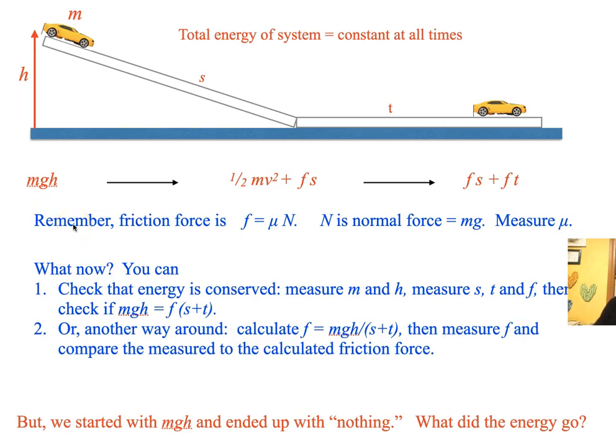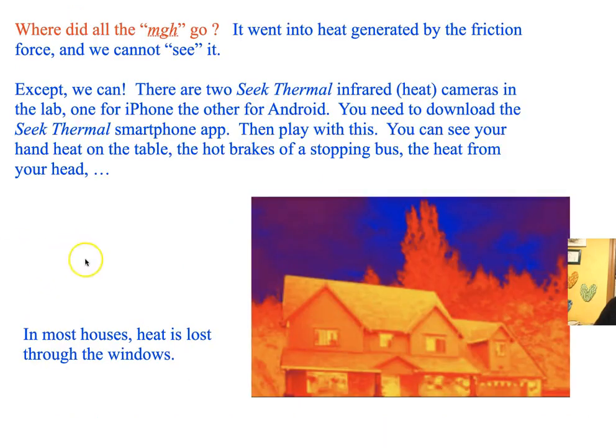It describes the same thing you can do with toy cars. And so at the very bottom it asks the question, we started with mgh of energy and ended up with "nothing." Well, actually, where did the energy go? Well, it went into heat. Now you can't measure that heat very well, the heat of the friction force, but actually it ended up in heat. Now in the lab, where did all the mgh go?